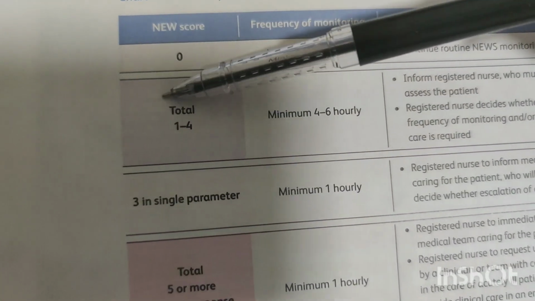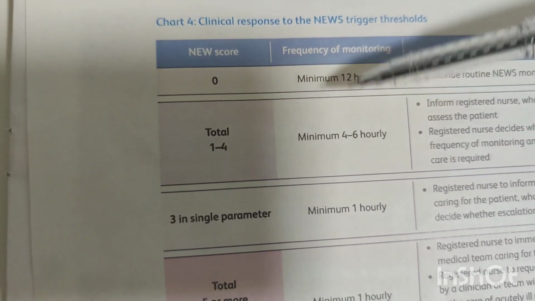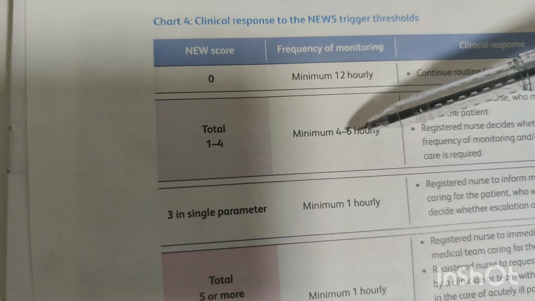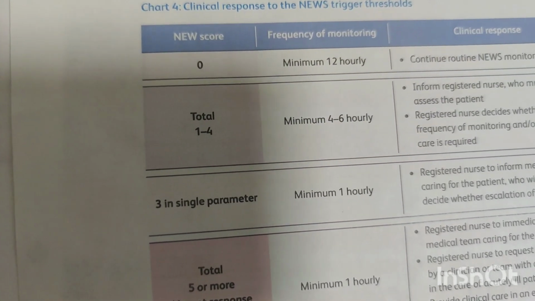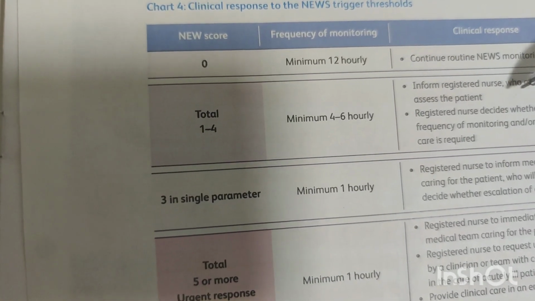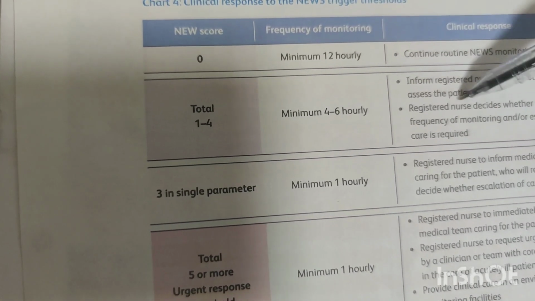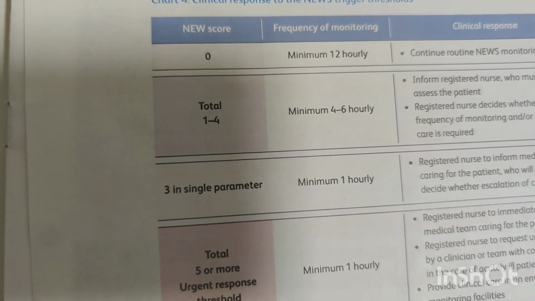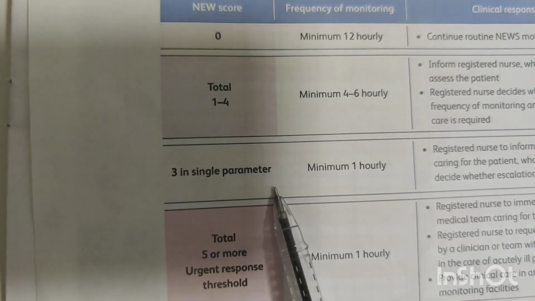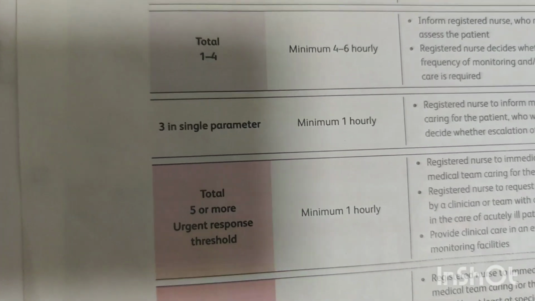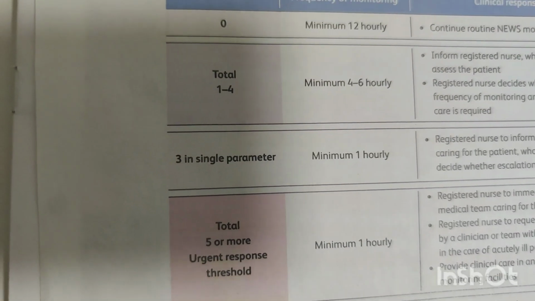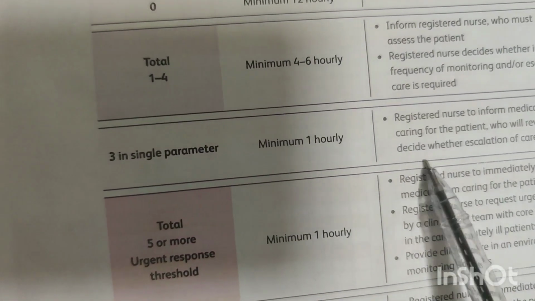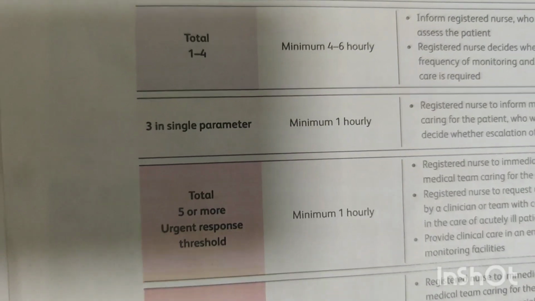Now, when you have a total of 1 to 4, the minimum frequency of monitoring is 4 hours. You have to monitor this patient every 4 to 6 hours. The registered nurse must also assess the patient, and the registered nurse decides whether to increase the frequency of monitoring or whether escalation of care is required. Now, when you have a 3 in a single parameter, you are going to monitor the patient every 1 hour. Any NEWS score that has a 3 in one single parameter, you have to escalate to the doctor immediately, and that is when the nurse escalates and calls the doctor.